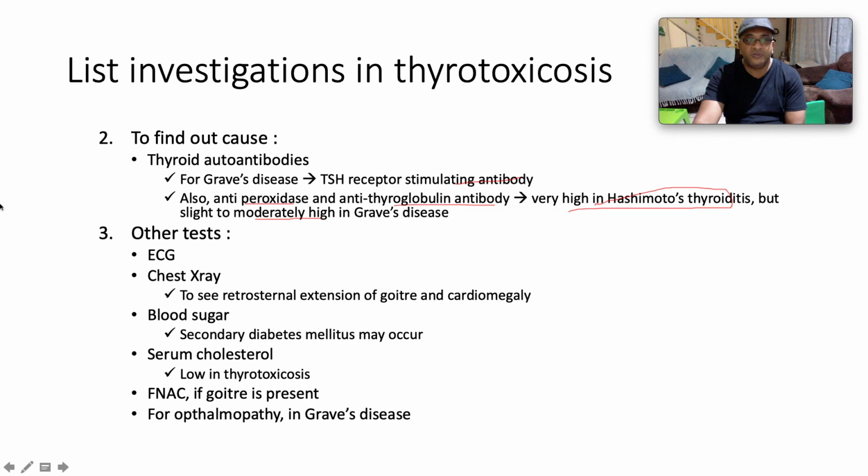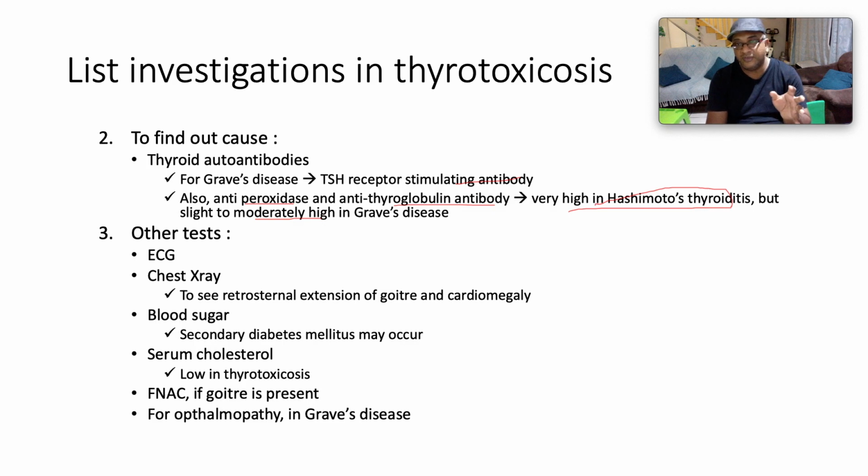Other tests you're going to do is an ECG in a patient who complains of palpitations because you don't want to miss atrial fibrillation, a chest X-ray which will help you to ascertain retrosternal extension of the goiter, if there's any cardiomegaly, a blood sugar as secondary diabetes mellitus can occur, serum cholesterol which happens to be low in thyrotoxicosis but high in hypothyroidism, do a fine needle aspirate if a goiter is present, and for ophthalmopathy you want to screen for that, right? Remember also that your pattern of radioactive iodine uptake can help ascertain what's probably the primary etiology, right?